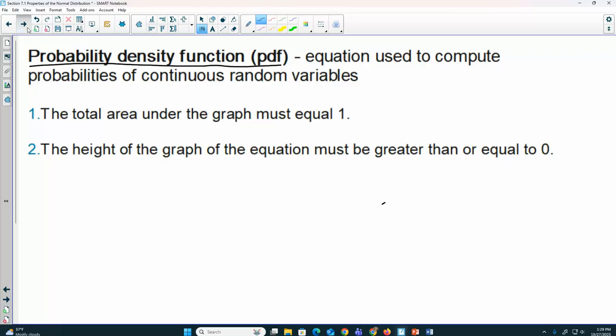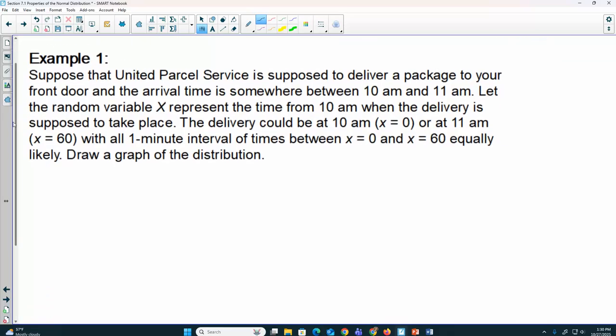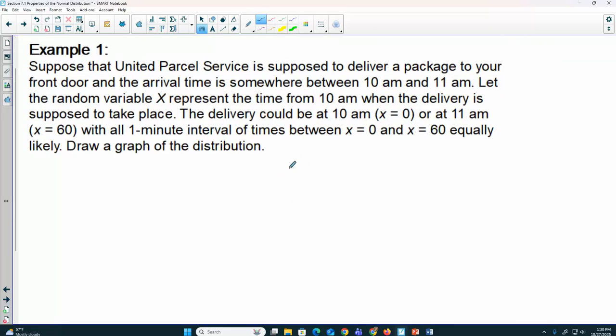The most simplistic probability distribution that deals with continuous variables is the uniform distribution. And that's a situation where every outcome is equally likely. So, for instance, suppose that United Parcel Service is supposed to deliver a package to your front door, and the arrival time is somewhere between 10 a.m. and 11 a.m. Let the random variable x represent the time from 10 a.m. when the delivery is supposed to take place.